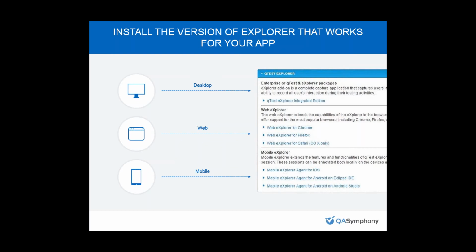So the desktop version works on the PC. It is an exe file that will sit on your desktop, and it's the most powerful version of the Explorer that we have. It will record any app that runs on Windows and any browser that runs on Windows. So it lets you select which of those applications will get recorded.